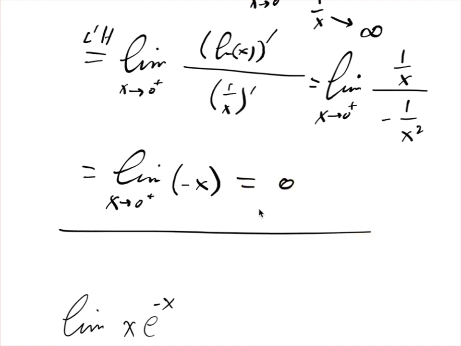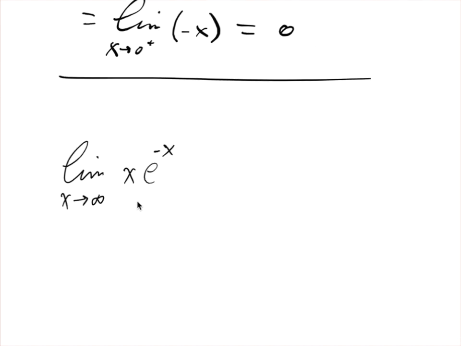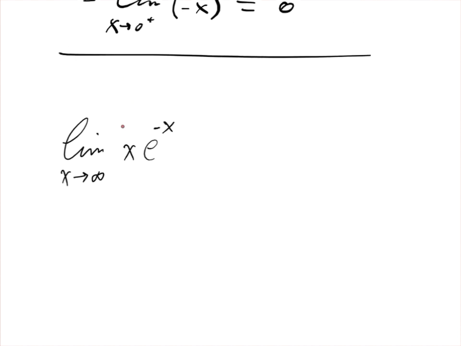So now let's look at this example. This one is x times e to the minus x, and x goes to infinity. So this x goes to infinity, but the e to the minus x goes to 0. The graph of e to the minus x is like this. As x tends to infinity, this tends to 0. E to the minus x goes to 0.